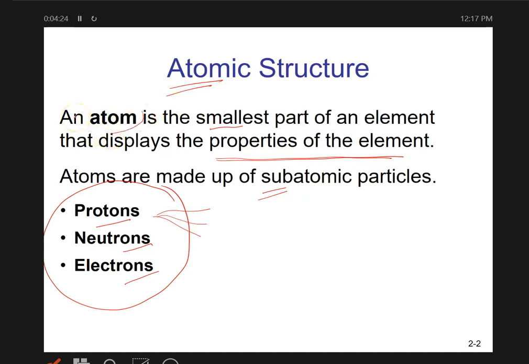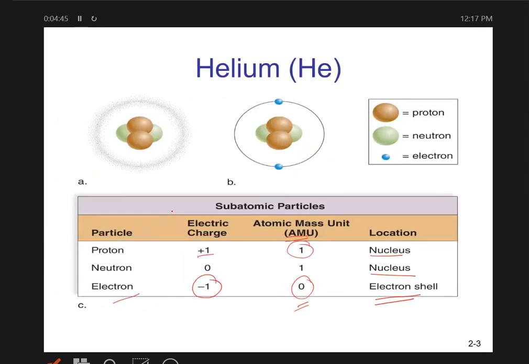The atom is made up of subatomic particles, the proton, neutron, and electron. Science has advanced so much that now we know that these subatomic particles are further made up of subatomic particles. But again, that is beyond the range of this class, okay? So we'll stick to proton, neutron, and electron.